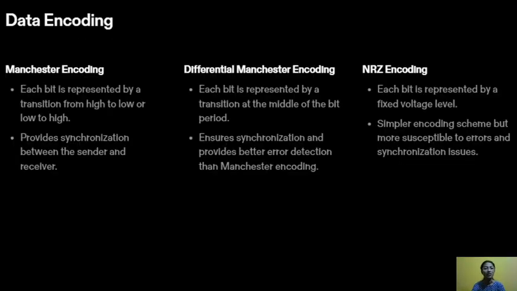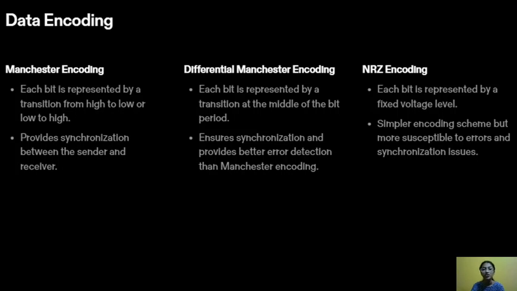Data encoding. The data encoding in the physical layer includes Manchester encoding, differential Manchester encoding, and NRZ encoding. In Manchester encoding, each bit is represented by a transition from high to low or low to high, and it also provides synchronization between the sender and the receiver.